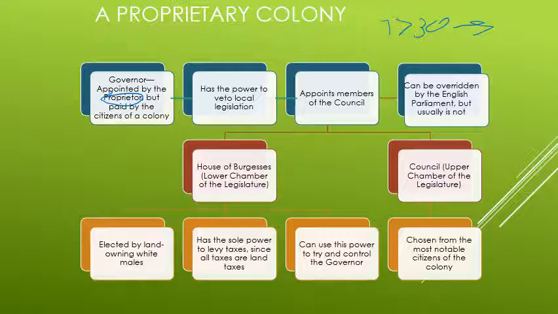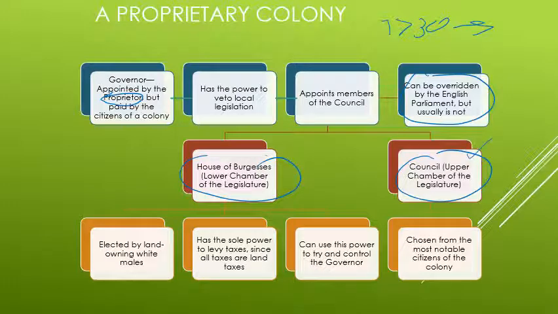The governor can veto legislation. The governor appoints members of the council. The governor can be overridden by English Parliament, but usually is not. Salutary neglect. Their council is basically a two-chamber council. This is in a typical colony. They have a House of Burgesses, a lower chamber, and an upper chamber, which is a council of the senior leaders, similar to House of Representatives and Senate.